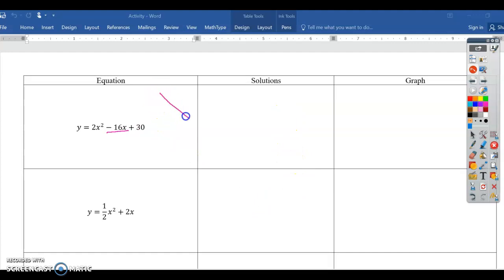Okay, and in order to tell how I'm going to do that, you're going to take the first number, which is your A, and you're going to multiply it times C. So A times C in this case is 60, and that goes on top. Okay, the bottom is going to be our B, so that's negative 16.